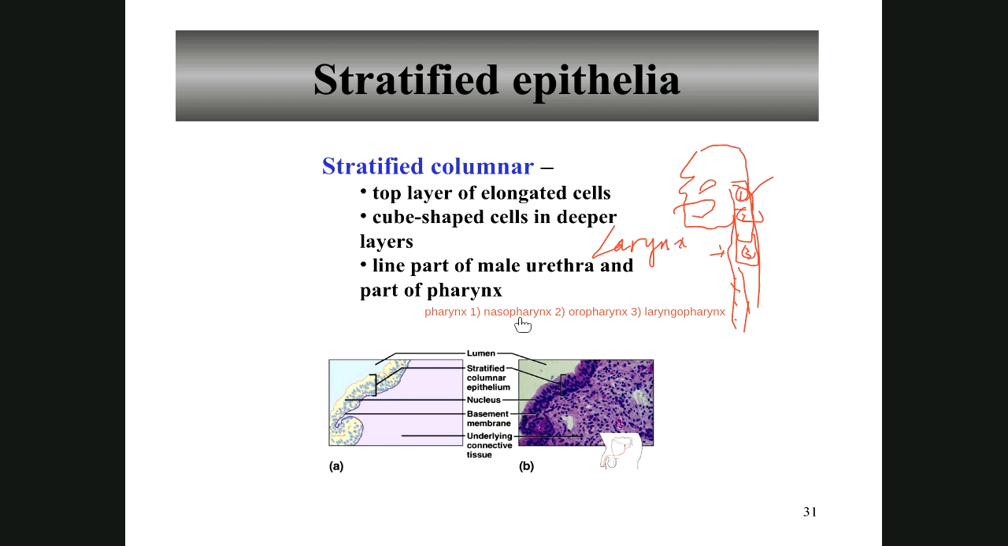The pharynx has these three regions, but the nasal pharynx, up here, is a passageway for only air. Only air can pass through this. So the nasal pharynx would be considered pseudostratified.